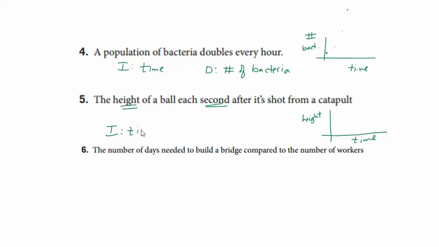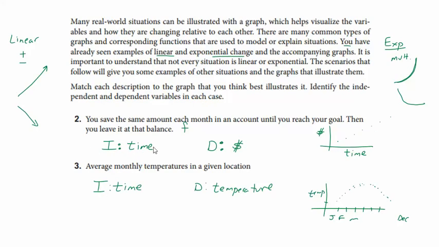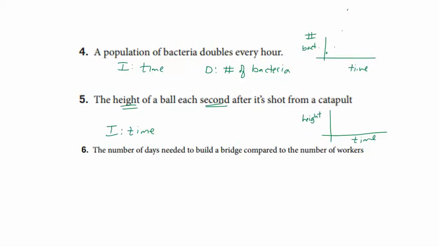Now I want you to notice something on a lot of these examples. Independent variable time, independent variable time, independent variable time. If time is involved, it's almost always the independent variable, because time passes, and then, you know, the height of the ball is dependent upon how much time has passed. The number of bacteria is dependent upon how much time has passed. So the dependent variable is going to be the height of the ball in feet or whatever they tell us. They don't tell us in this one.